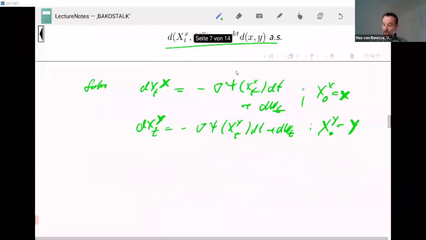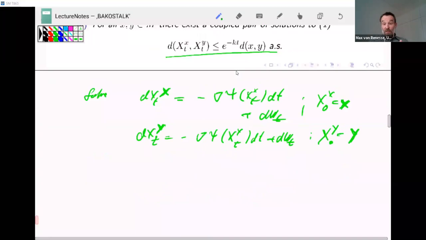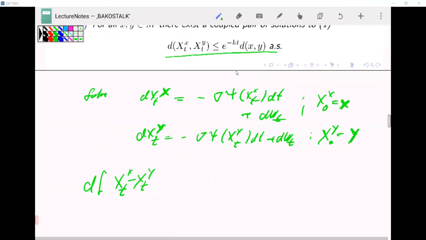Then we are in a Euclidean situation, and then you just consider the Itô formula for the distance of the two processes. Well, you already see that the Brownian motion disappears in the difference. It's the usual coupling thing. The distance process solves an ODE.